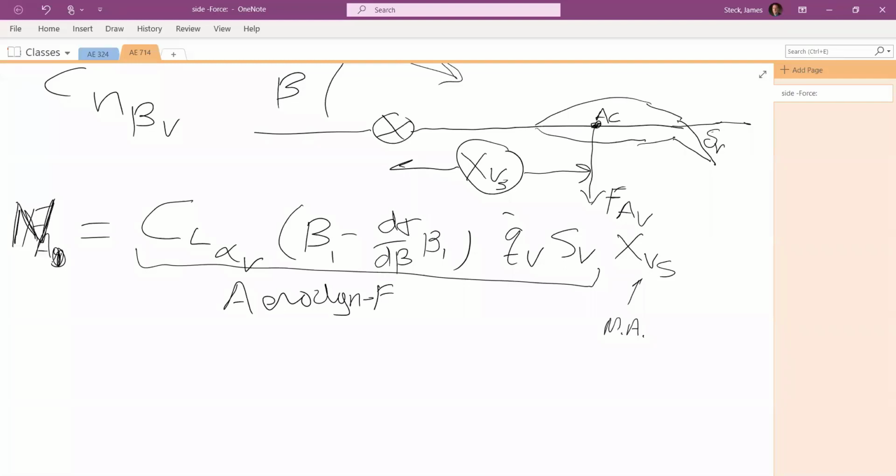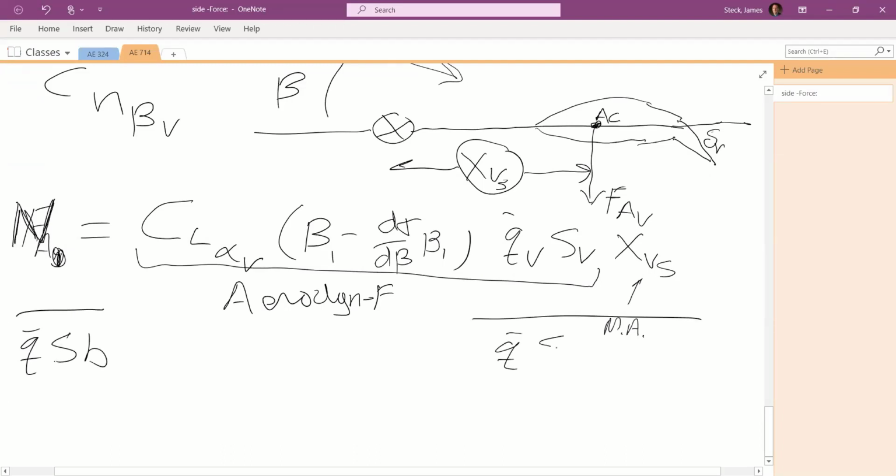So that's the yawing moment, and then of course, to turn it into a coefficient, we divide by Q bar SB, and that gives us Cn beta the vertical tail, which is everything except for beta, because we factor beta out, and then the stuff that multiplies beta is Cn beta V.